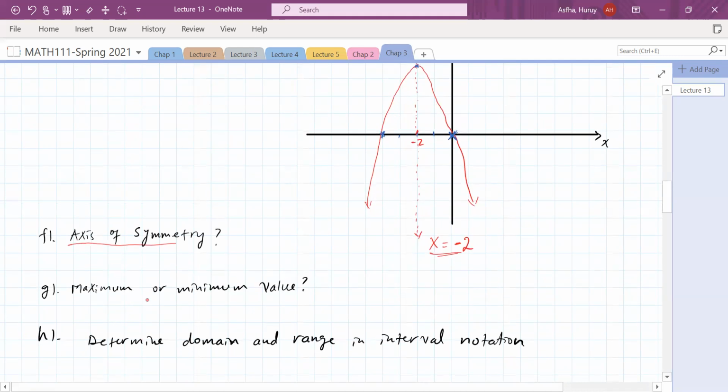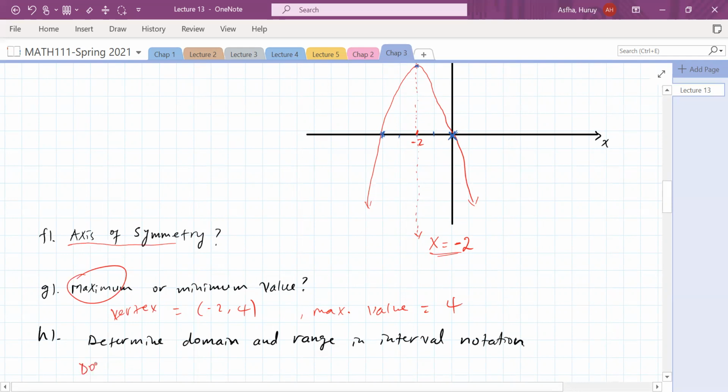Okay, how about the maximum or minimum value? Well, in this case, we have a maximum value because the graph opens downwards, and we know the vertex is at (-2, 4). So the maximum value is the y value at the vertex, therefore it's just 4. Okay, so we have a maximum value.